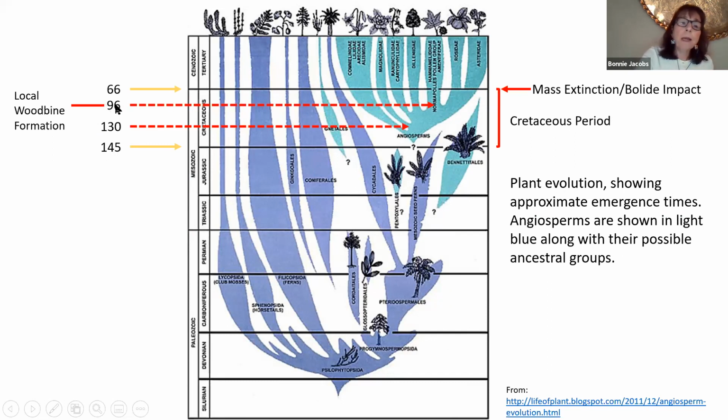And then what we have around here in our neck of the woods right here in Dallas is the Woodbine Formation. And the Woodbine Formation is really interesting because it has plant fossils in it and it also has the fossils of animals in it. So we're going to have a look at that as well as a few other things.